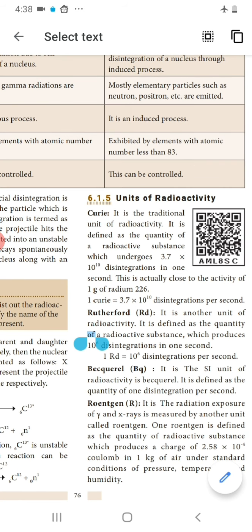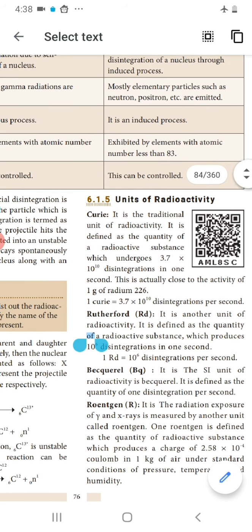Once again, 1 Röntgen is defined as the quantity of radioactive substance which produces a charge of 2.58 into 10 to the power of minus 4 coulomb in 1 kg of air under standard conditions of temperature, pressure and humidity. Is it clear? So these are the units of radioactivity.